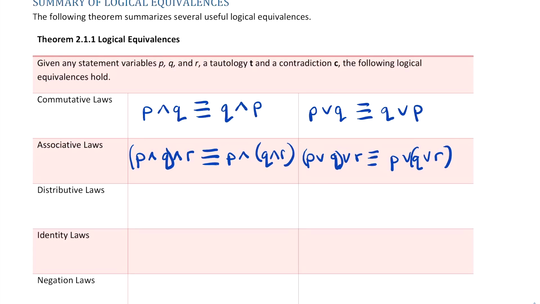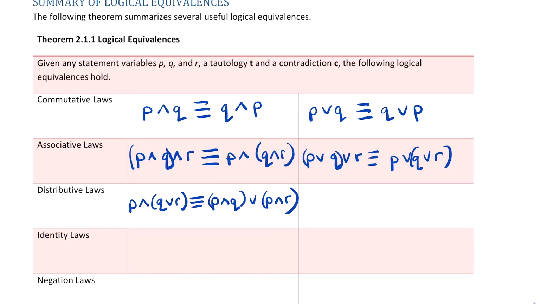Okay, distributive laws. If you have this situation where you're conjoining P with the disjunction of Q and R, it turns out that that's logically equivalent to the disjunction of the conjunction of P and Q and the conjunction of P and R.